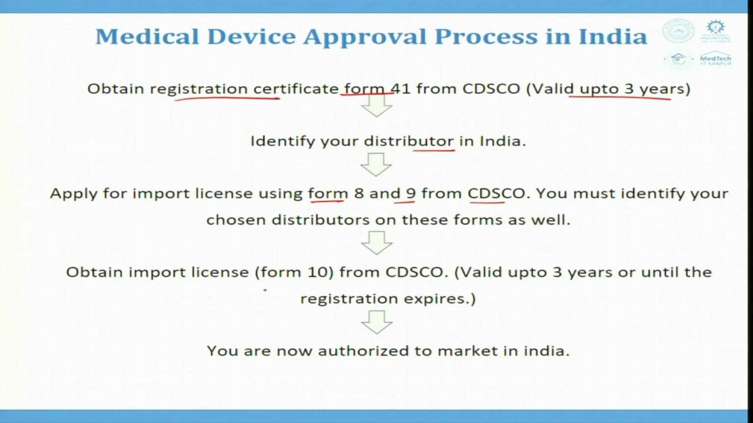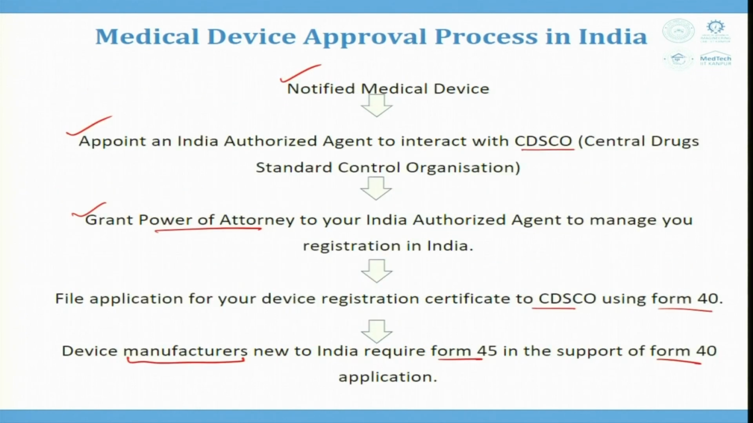Then we need to obtain the import license, that is form 10 from CDSCO, which is also valid for 3 years or until the registration expires. You are now authorized to market in India. These are the simple listed steps to launch our product in India. Anyone from outside the country can also launch, only they have to fill the specified forms here. For example, form 45 in support of form 40 if the person is not from an Indian background.